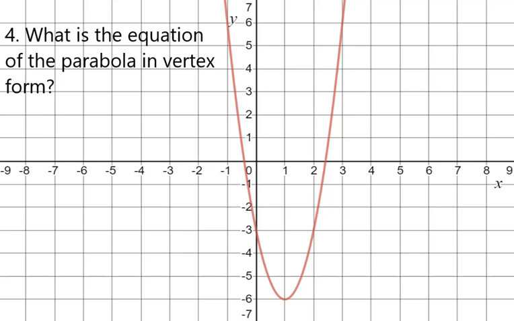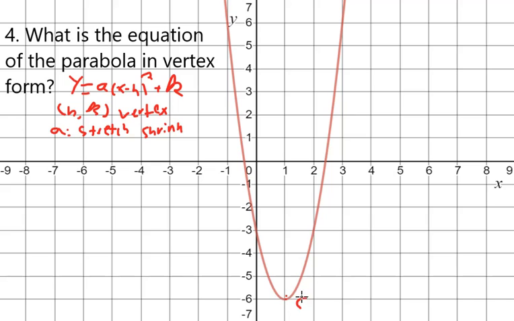Okay, so for problem 4, we want to find the equation of this parabola in vertex form. The vertex form of an equation is y equals a times (x minus h) squared plus k, where (h, k) is the vertex, and a is the vertical stretch or shrink of the graph. This graph has a vertex at the point (1, -6). So that tells me that h equals 1 and k equals -6.